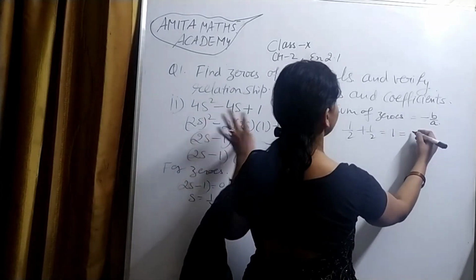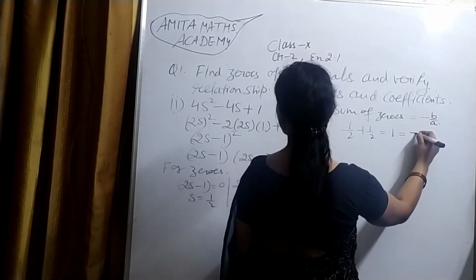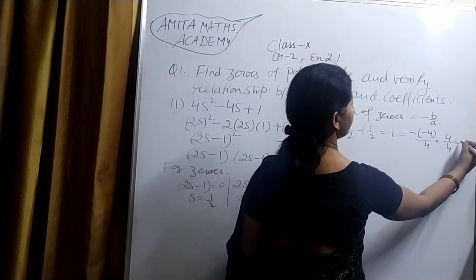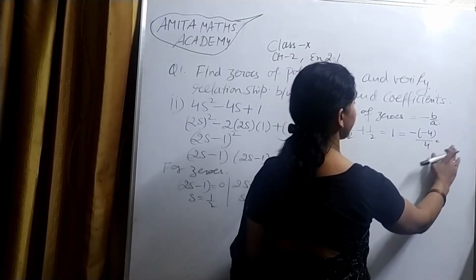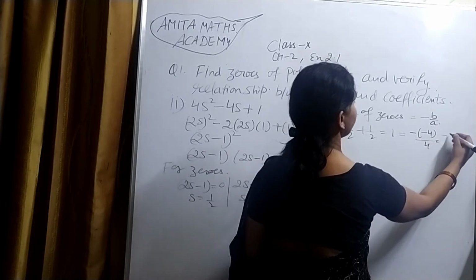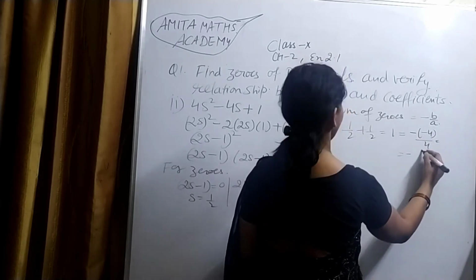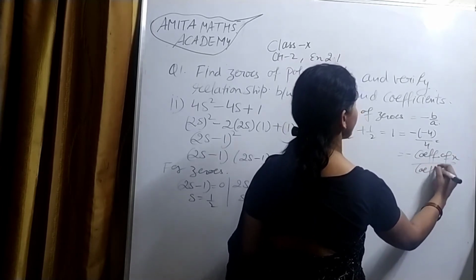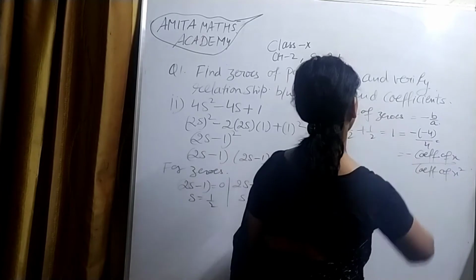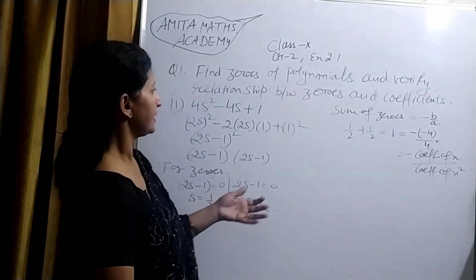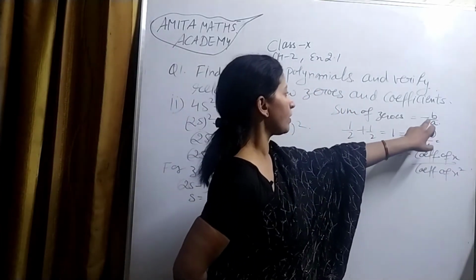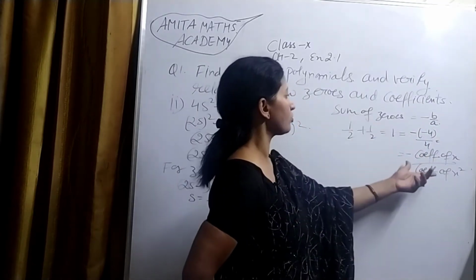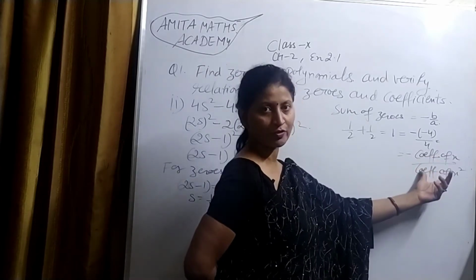And 1 means minus of minus 4 upon 4, which gives 4 upon 4, and I can say it is minus the coefficient of x divided by the coefficient of x square. Okay, now I get the same here: I got 1, and also minus b by a, which is 4 by 4, is 1. So the sum of zeros is equal to minus the coefficient of x divided by the coefficient of x square.